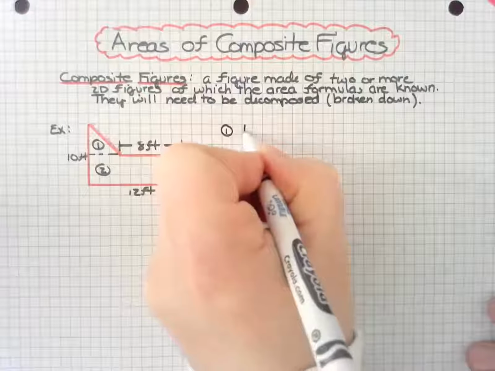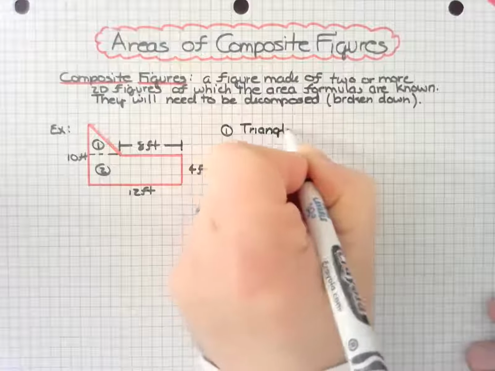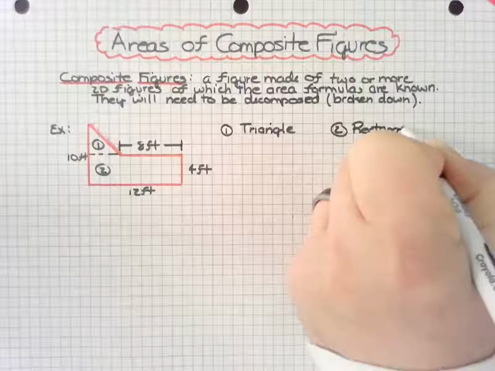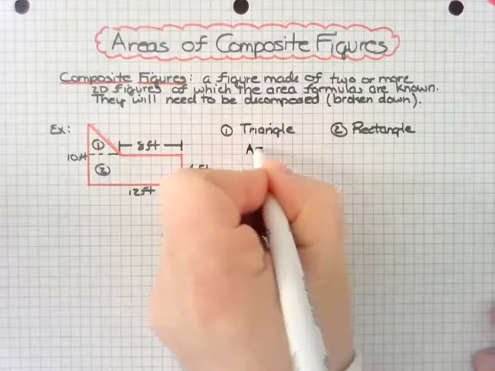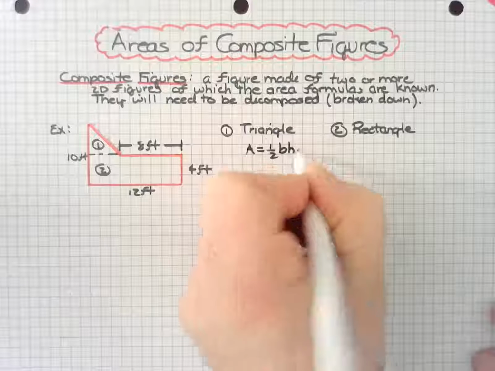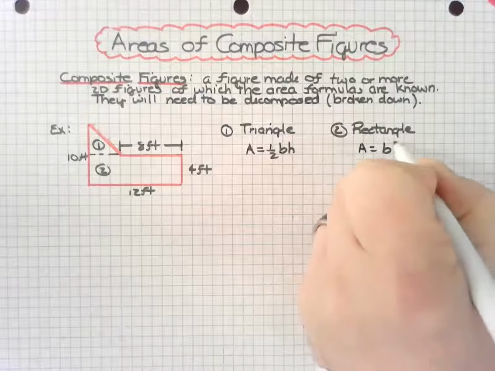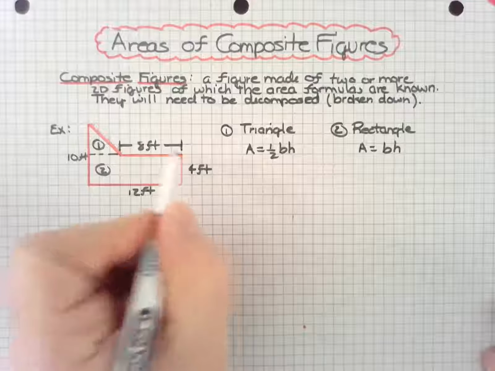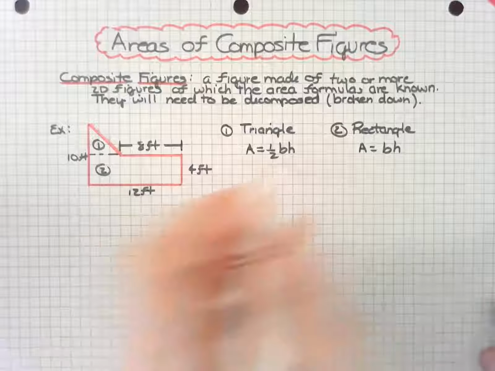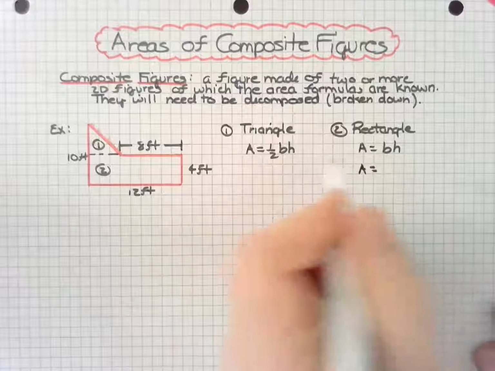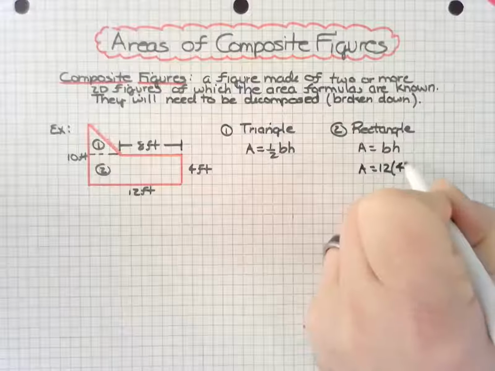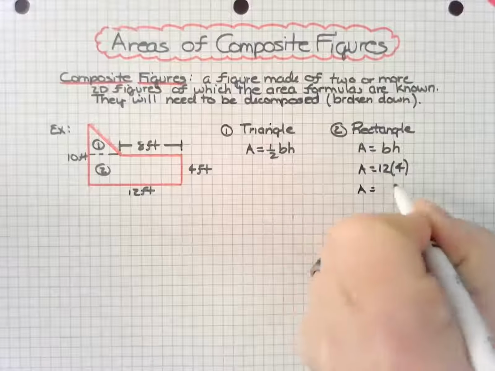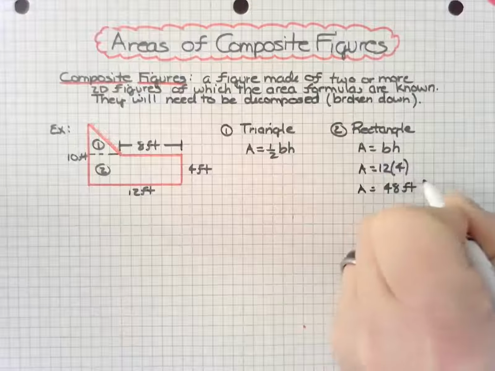So I want to find the area of each of those. So triangle, and 2 is the rectangle. And we have the areas of those. Area is equal to 1/2 base times height, and area is equal to base times height. So the rectangle is pretty easy. We have a base of 12 and a height of 4. If we go all the way across, it's 12 and down 4. And so my area is equal to the base 12 times 4. And so the rectangle has an area of 48 feet squared.